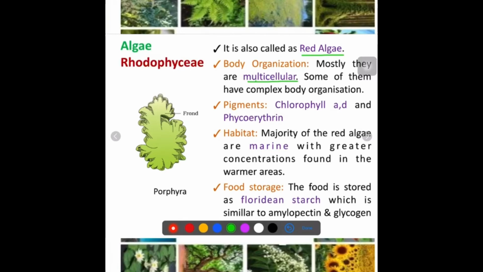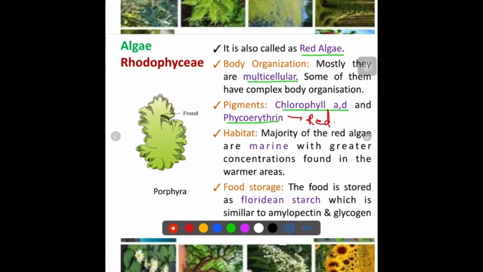Even they also have similar structures like holdfast, stipe, and frond. So they have a complex body organization. Here the pigments present are chlorophyll A, chlorophyll D, and phycoerythrin. Here the main pigment is phycoerythrin, and this phycoerythrin gives the red color. The red color is due to this phycoerythrin pigment.